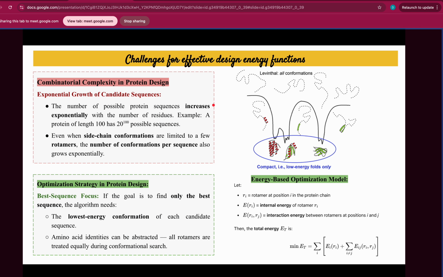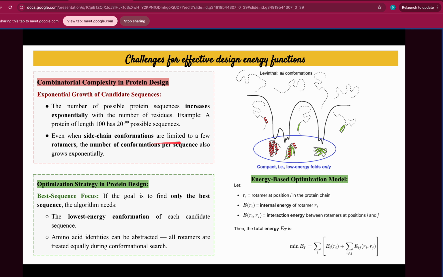Now the next thing, after modeling all these energy functions, is the combinatorial complexity in protein design. When we are designing proteins, there is a possibility that they can get folded into multiple protein structures. So there is exponential growth of candidate sequences. The number of possible protein sequences increases exponentially with the number of residues. If we have more residues, then the possible structures will also increase.